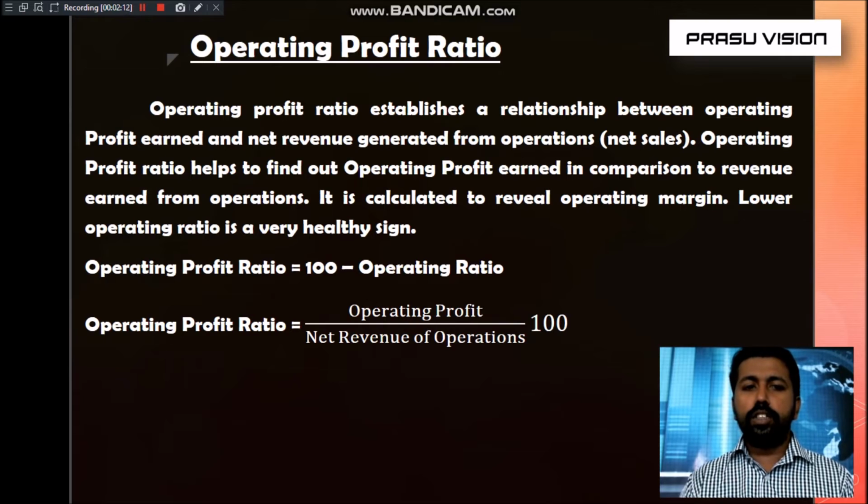So remember the equation to calculate operating profit ratio. We can apply two equations. The first, simple one: 100 minus the value of operating ratio. Or operating profit ratio is equal to operating profit divided by net revenue from operation into 100. So we can develop the concept by solving a problem.